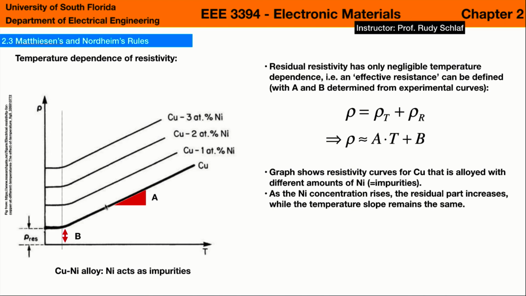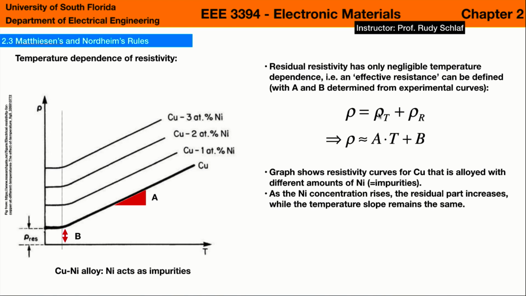On this graph we have the temperature on the x-axis and the resistivity on the y-axis. And so you see here that all 4 batches of the crystal have a certain residual resistivity, and then a part of the resistivity curve that depends linearly on the temperature. As the nickel concentration increases, the slope of the curves, the temperature dependence, remains the same, but the amount of residual resistivity increases. That is a direct demonstration of this relationship.